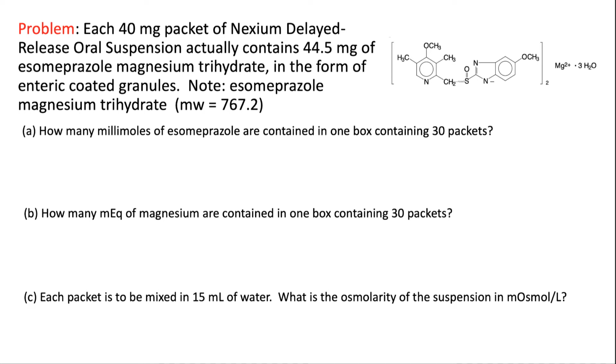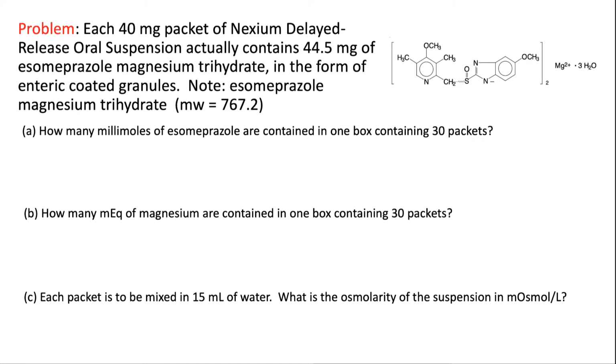So keep in mind, even though this is a big, long molecule, there are actually 2 of those that bond ionically with the magnesium and 3 water molecules. That's what's really in the packet. And the last point before we read the questions is that I did give you the molecular weight of the parent molecule, the esomeprazole magnesium trihydrate, as 767.2. Now, with all that said, let's answer a question.